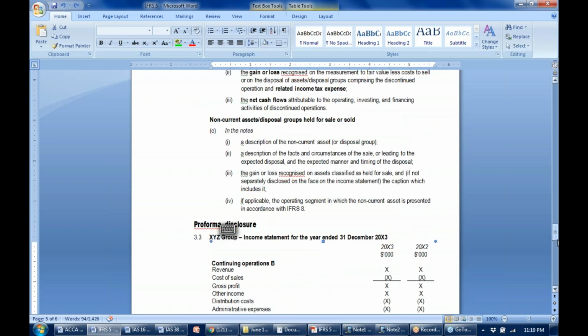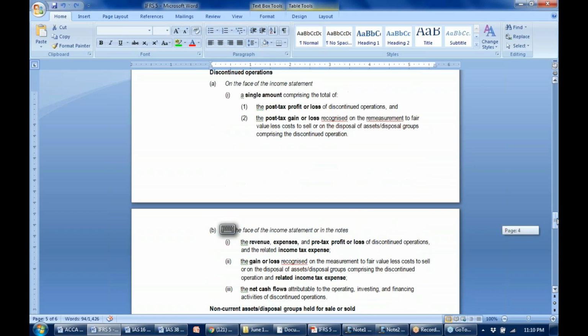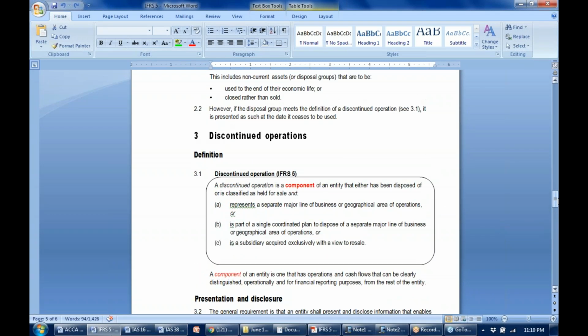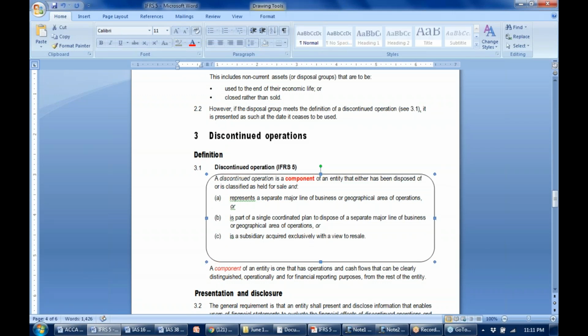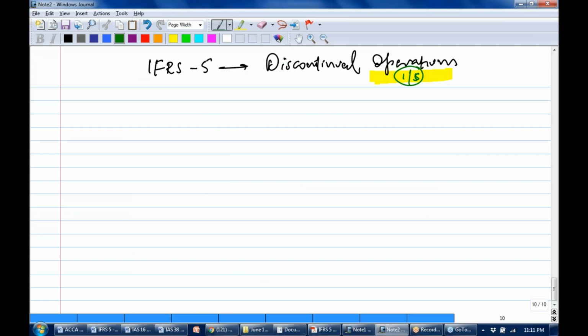Yes, see this. This one is important. The definition is very much important. Discontinued operations. Number one, for discontinued operation, the first terminology the standard uses is the component.